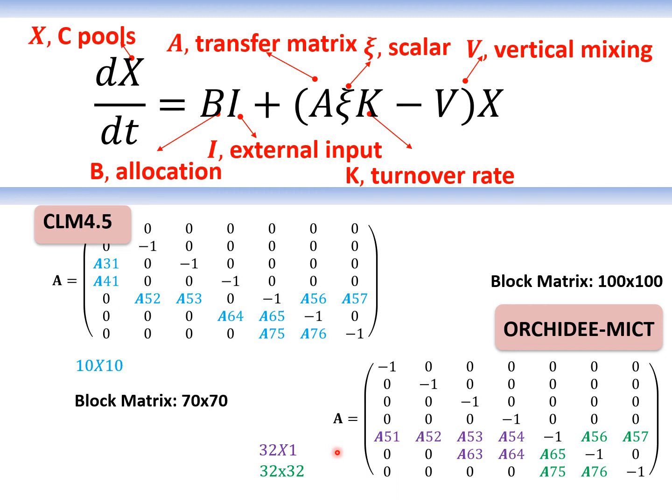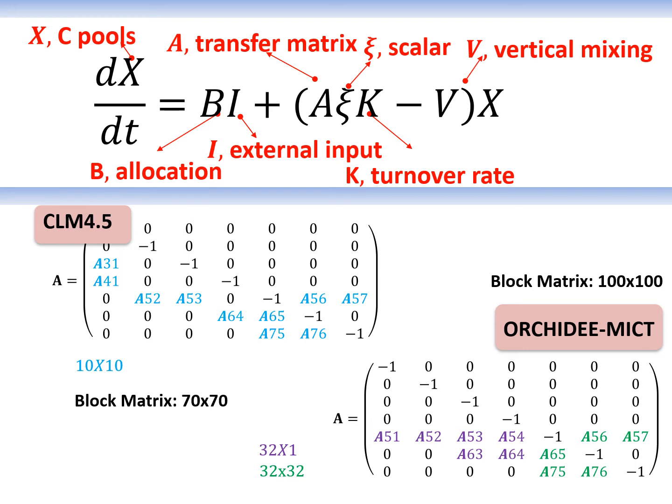For ORCHIDEE MICT, it is actually a little bit more complex, as the neutral pool in this model is not differentiated by soil depths. So for transfer of neutral carbon flux to soil carbon, for example A51 here, they are 72 by 1 vectors. Well, for transfers among soil organic carbon, for example A65, they are matrices with 72 by 72 dimension. Here, A65 means there are transfers from 72 active soil organic carbon pools to 72 slow soil organic carbon pools.